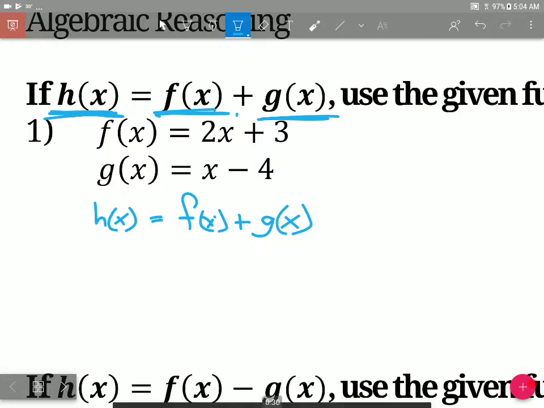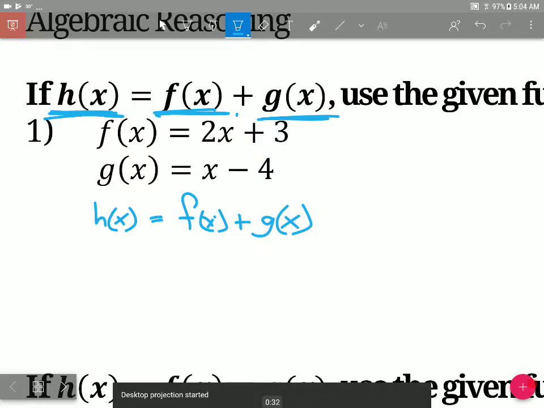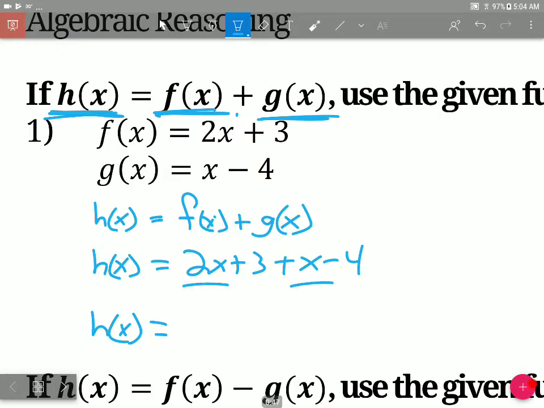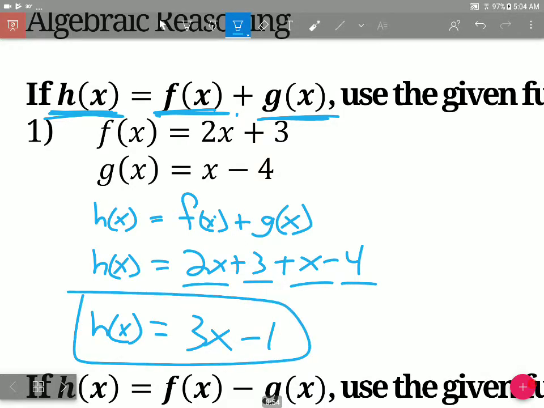okay, I am literally going to put those two together. So that's the 2x plus 3, that's your f function. I'm going to add x minus 4, and then combine terms. So I've got 3x's, so 2 plus 1 is 3, so 3x. And 3 and negative 4 make negative 1. That's the new function. If I were to add g and f together, that's what you get. Okay. Try number 2.